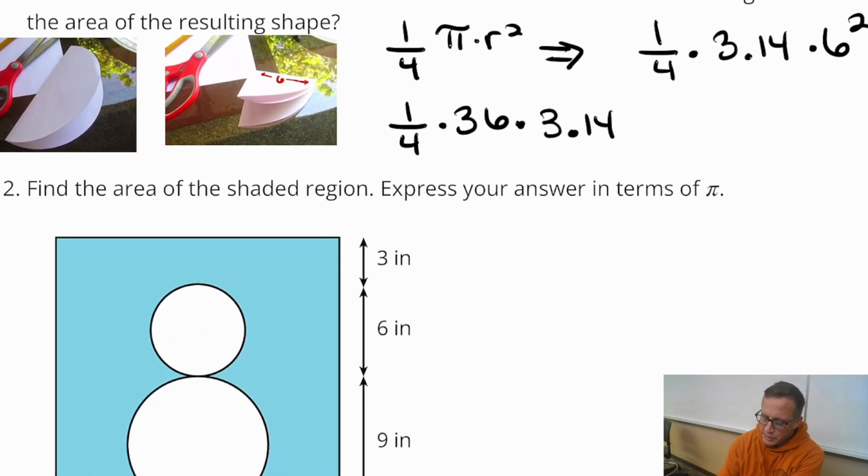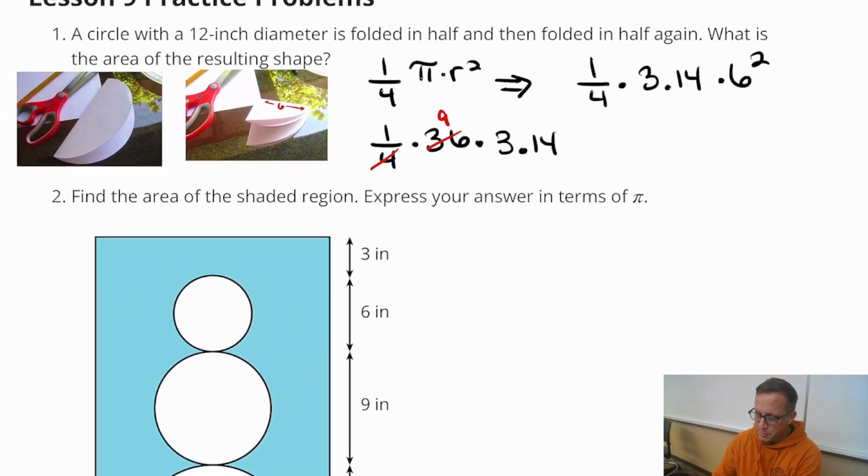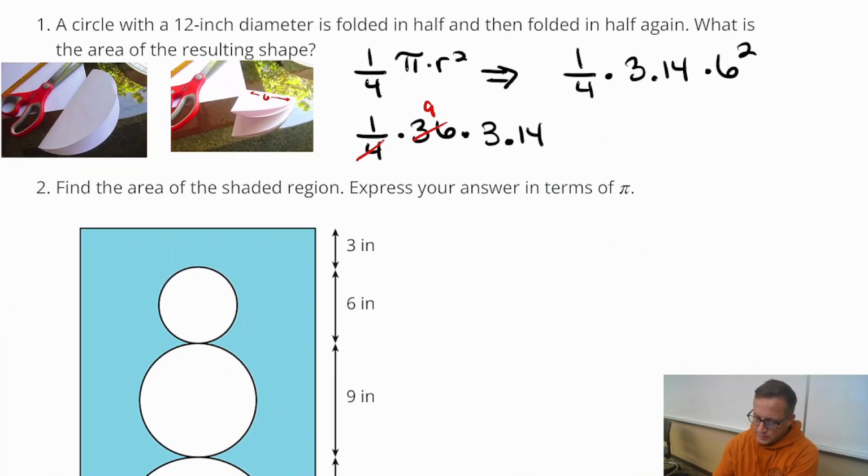And the reason I want those together is because 36 divided by 4 is 9, right? So now you got 9 times 3.14, which is going to be the area. 28.26. I should have that memorized. All right, so you got that one.